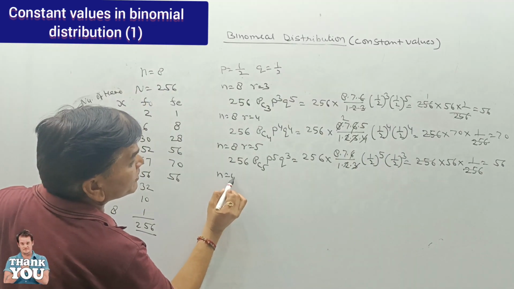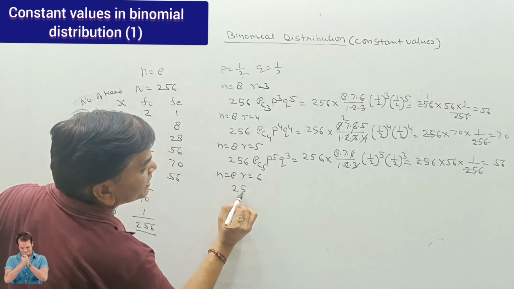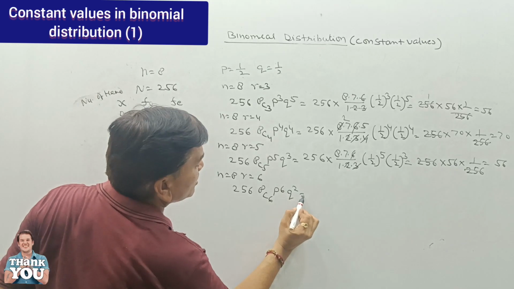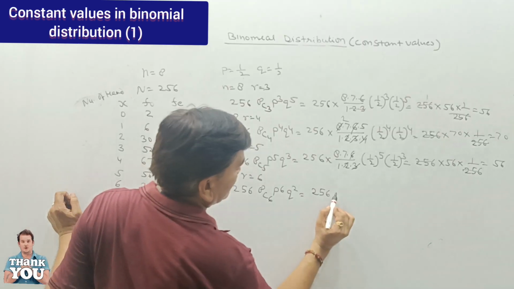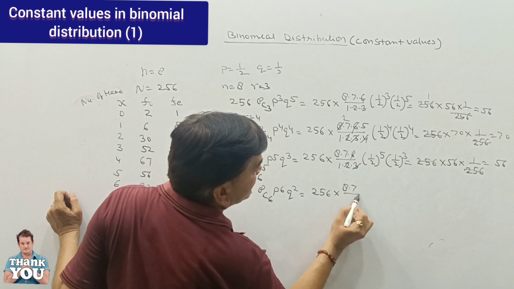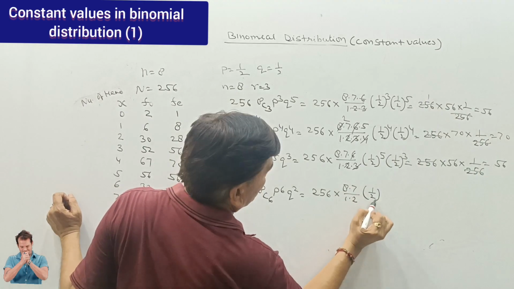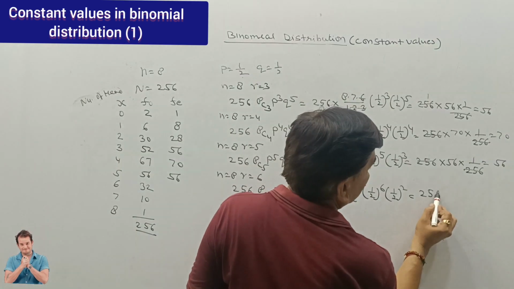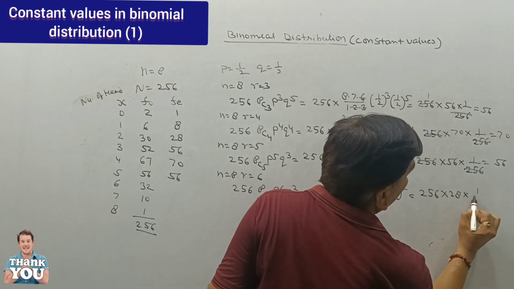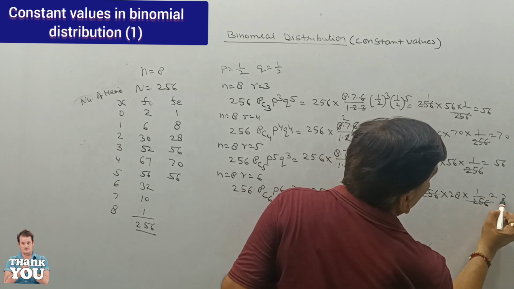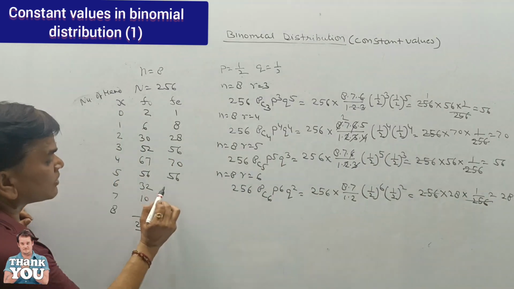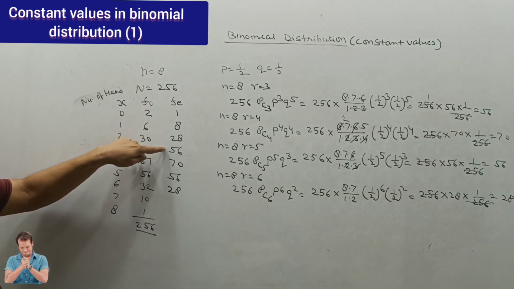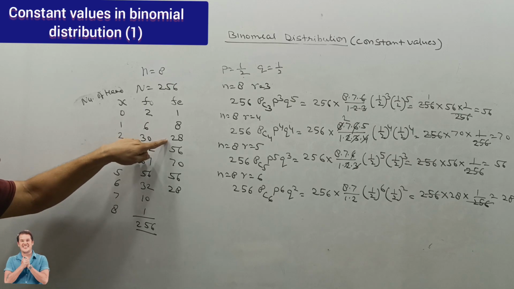Next, n is equal to 8, r is equal to 6. So 256, 8C6, p raised to power 6, q raised to power 2. So 256 multiply 8 multiply 7 upon 1 multiply 2, 1 by 2 raised to power 6 and 1 by 2 raised to power 2. So that will be 256 multiply 28 multiply 1 upon 256. So that will be 28. So here 28. Similarly, 1, 8, 28, 56, then 70, then reverse 56, then 28.